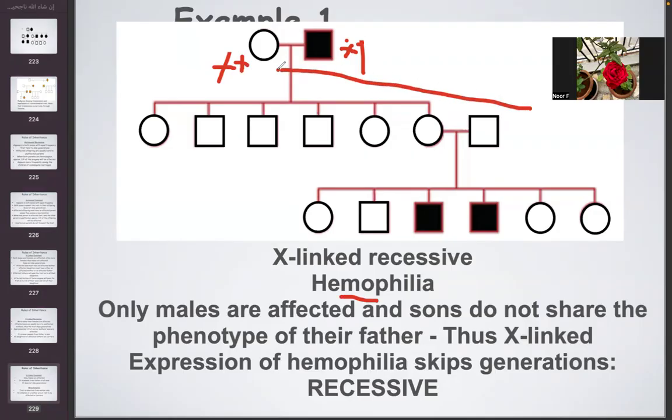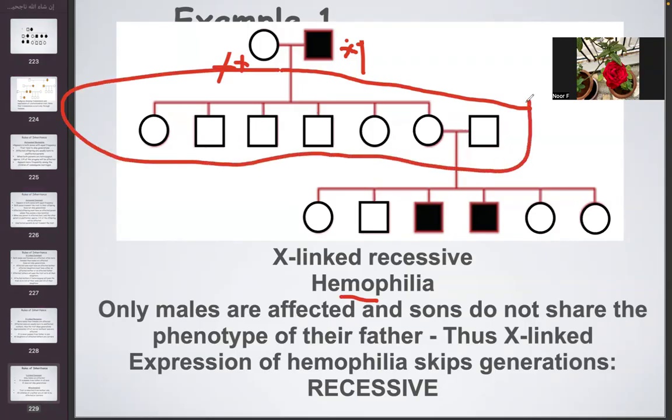The generation is skipped without affection. And this girl probably may be a carrier of hemophilia. That's why here two sons are affected. So there is skipping of generations and all males are affected.